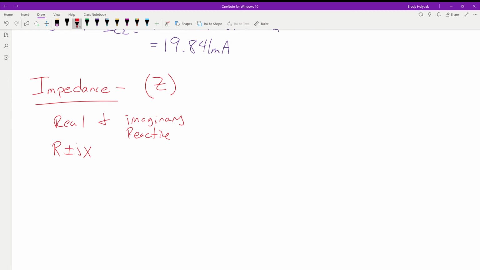We also will see it as some magnitude Z at an angle, which is what we've been solving for these times in lab. Anytime we've been having our XCT, that is the same as our impedance in those circuits because there is no resistive properties to it. So impedance is the combination of real and imaginary.